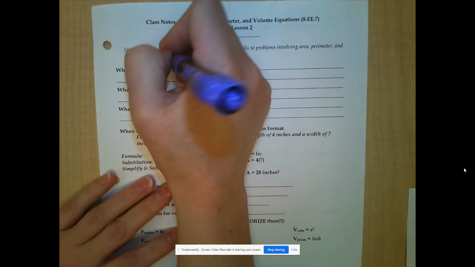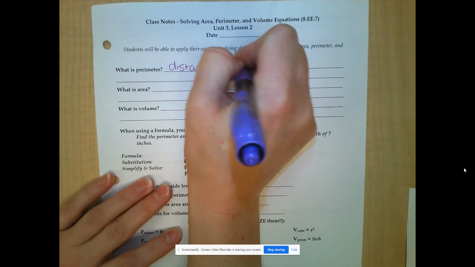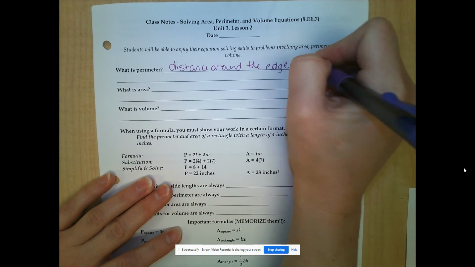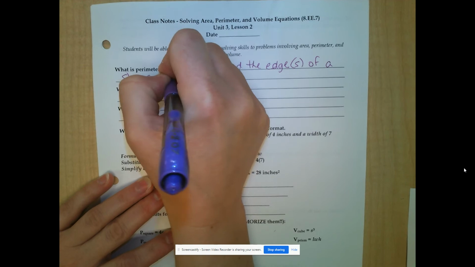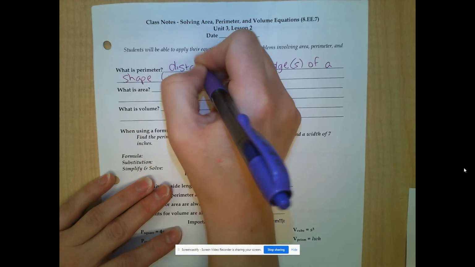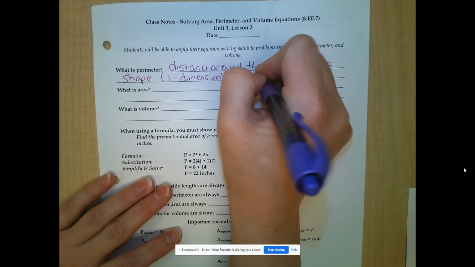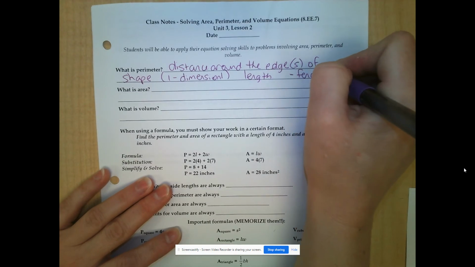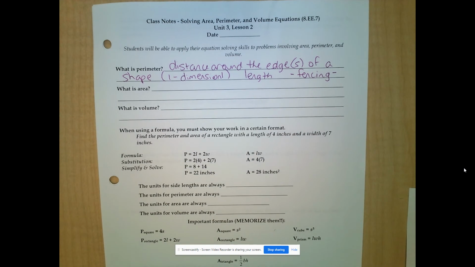Perimeter is the distance around the edge or edges of a shape. It has to be measured as a one-dimensional length. So think of something like putting fencing around a pool. If you were going to put fencing around a pool, that would be around the perimeter of the pool. One-dimensional because we're only measuring length.